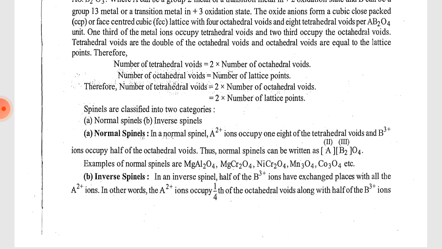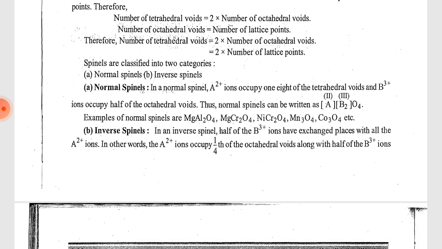One third of the metal ions occupy tetrahedral voids and two thirds occupy octahedral voids. Tetrahedral voids are double the octahedral voids, and octahedral voids are equal to lattice points. Therefore, the number of tetrahedral voids is equal to 2 multiplied by the number of octahedral voids, and the number of octahedral voids is equal to the number of lattice points, so the number of tetrahedral voids is equal to 2 multiplied by the number of lattice points.